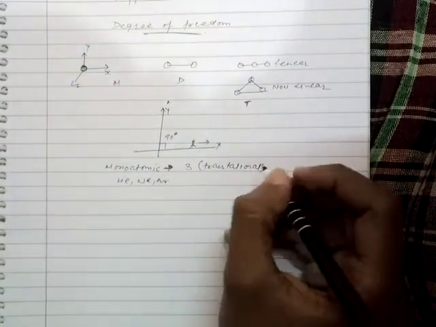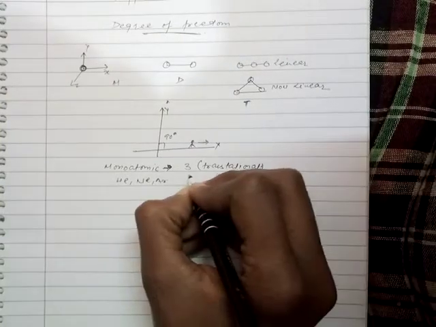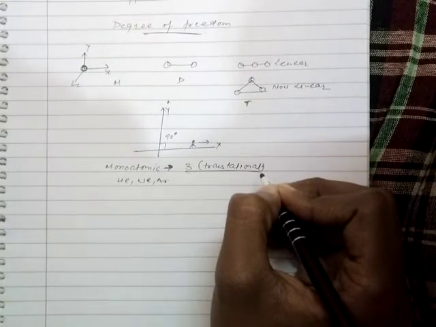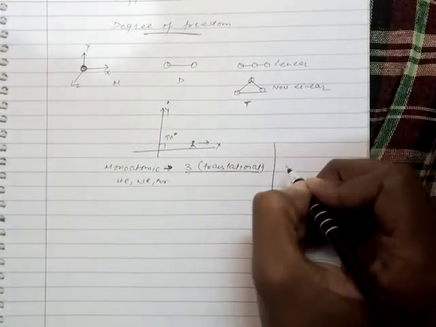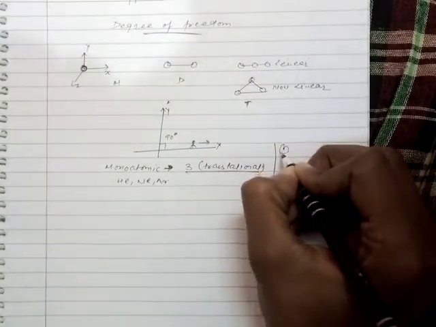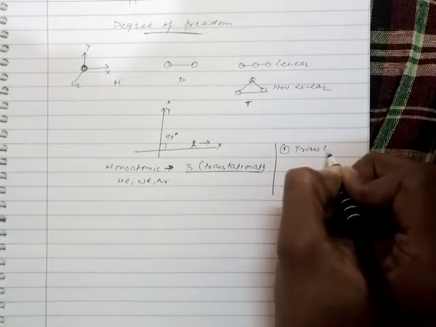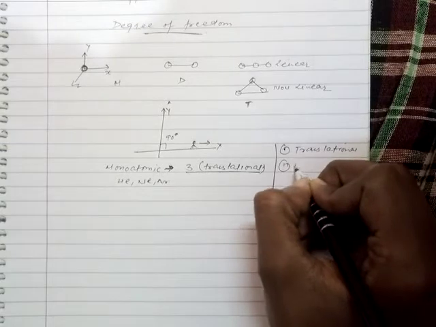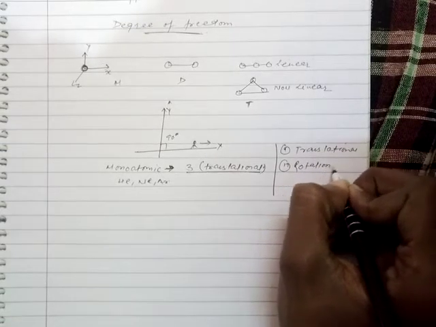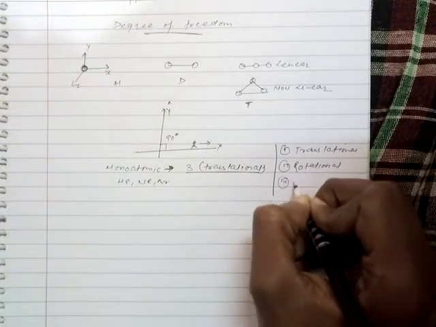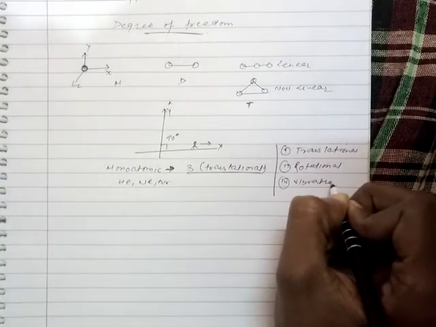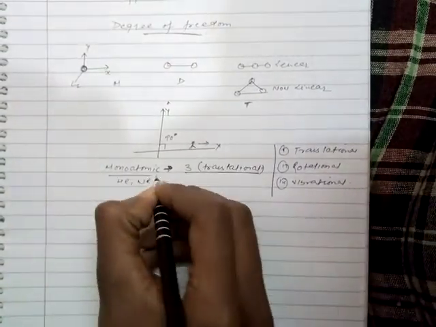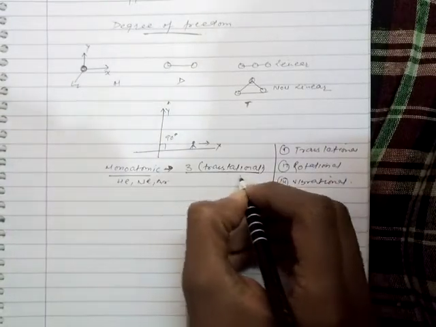Translational motion. In case of degree of freedom, different molecules can have different types of motion. First of all, we talk about the types of motion that a molecule can have. The first one is translational, the second one is rotational, and the third one is vibrational. In case of monoatomic gases, only translational motion is seen.